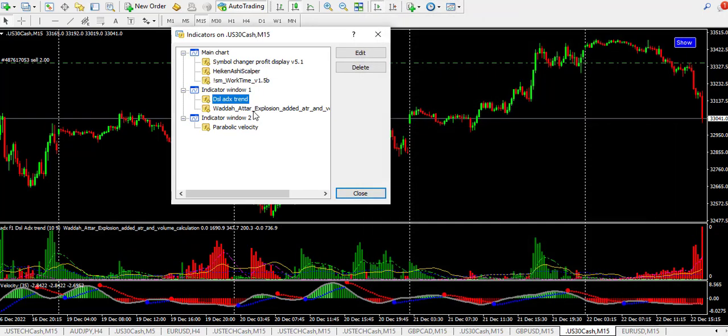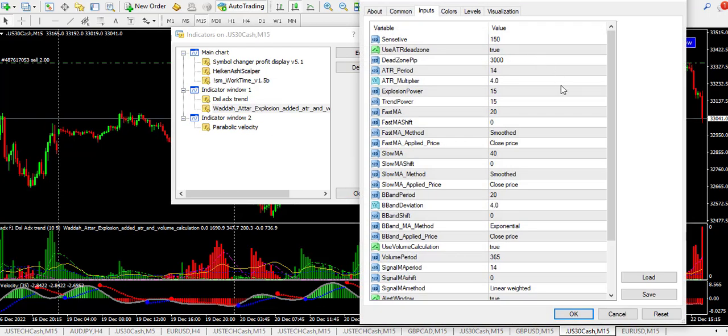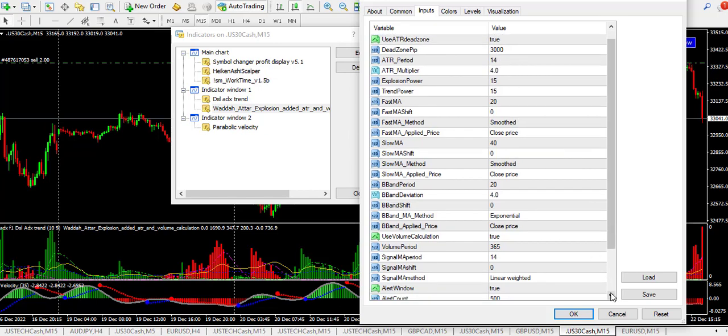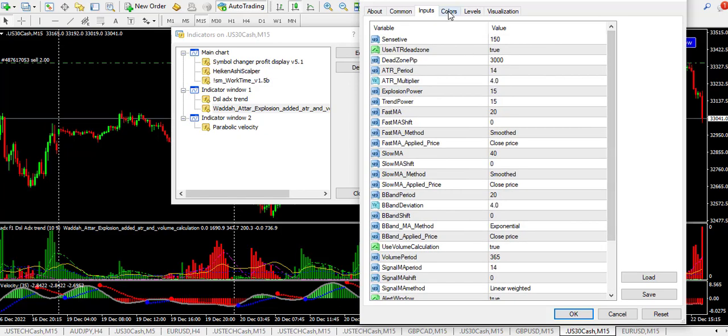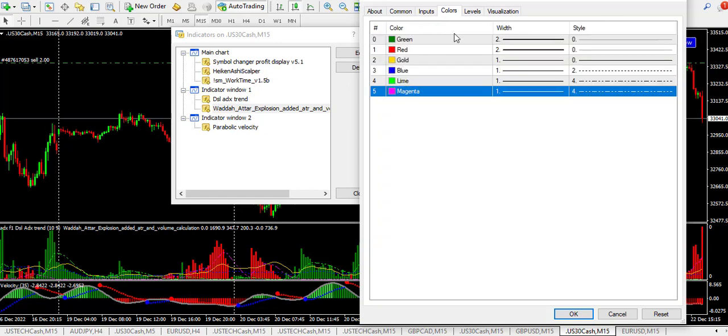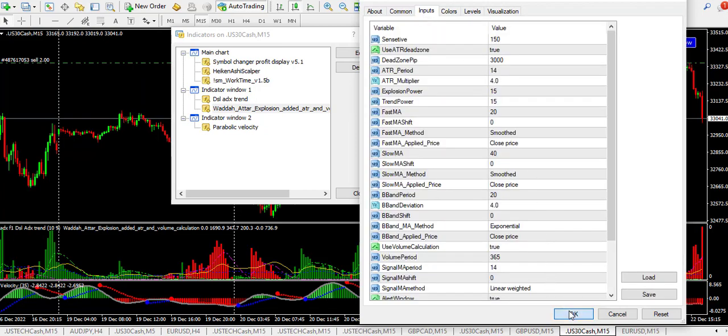And the other indicator here is the water indicator, after the explosion indicator. So these are the settings, the values for this particular indicator. You can set it up also, or if you want to play with it, you can do that. And these are the colors. If there's any color you want to change, you can go ahead and change it. And once you are done, just click OK.